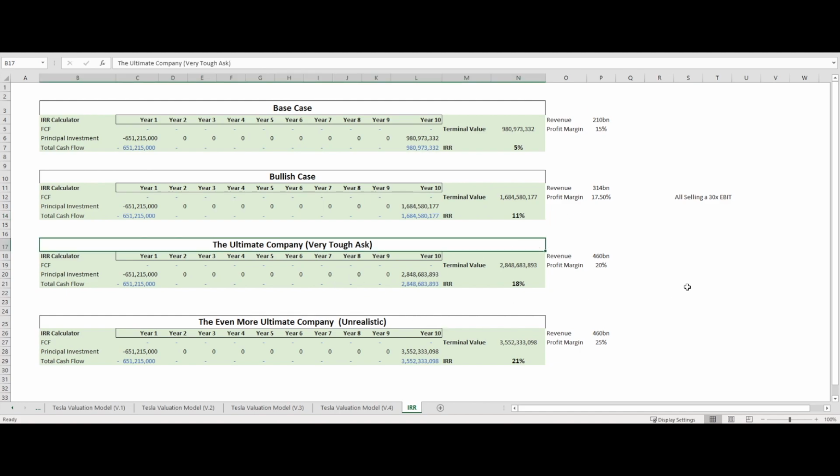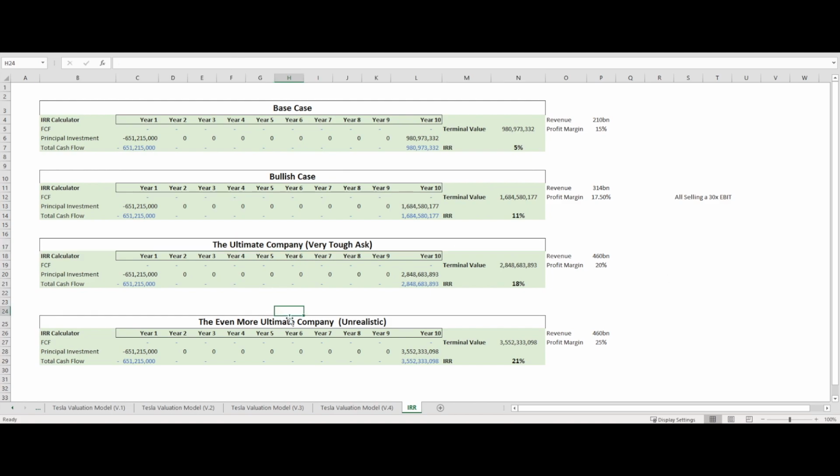And the ultimate company scenario, scenario 3, which again is going to be a very tough ask for Tesla, gives us a terminal value of 2.8 trillion. That's based off of revenues of 460 billion and profit margins of 20%, and that just pushes us above what would be my minimum acceptable rate of return, which is 18%.